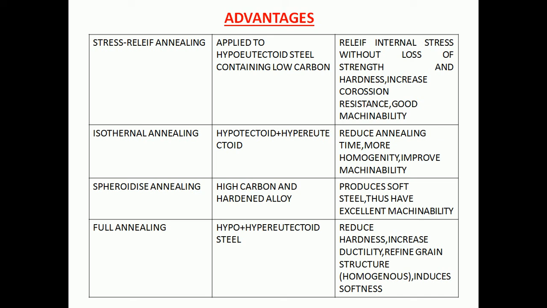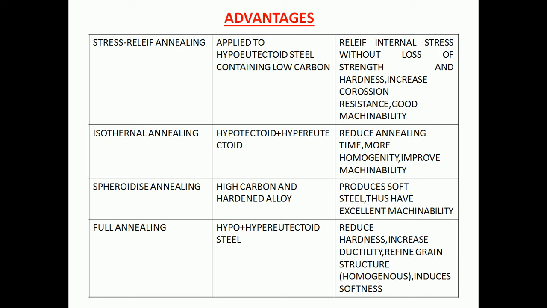Then isothermal annealing is applied to hypoeutectoid and hypereutectoid steel. It reduces the annealing time. It gives more homogeneity in structure. It also improves the machinability and surface finish. Generally, it is primarily used in medium carbon, high carbon, and some alloy steel to improve machinability.